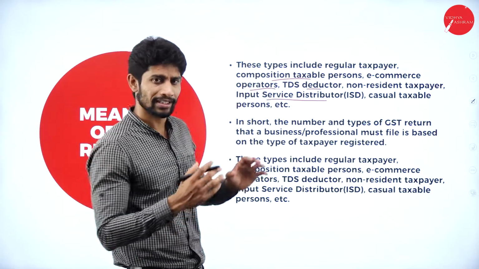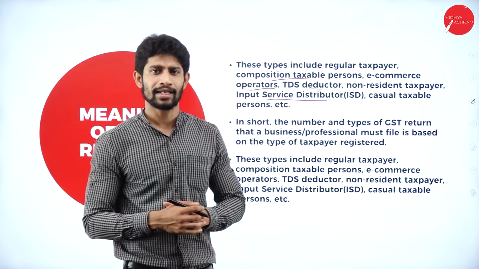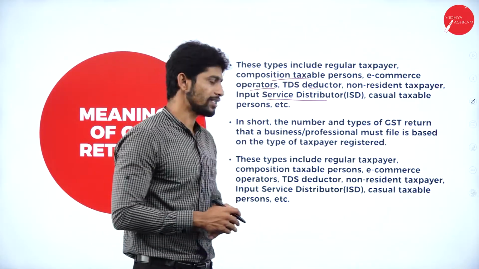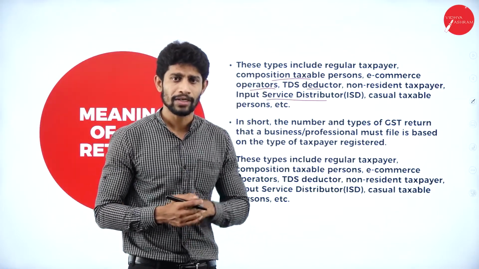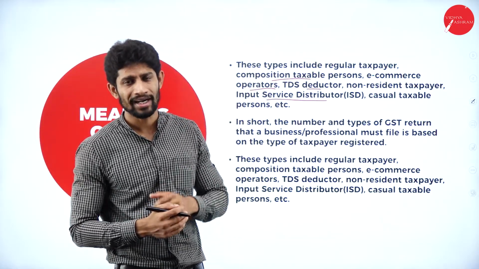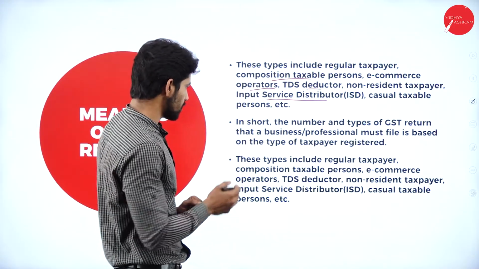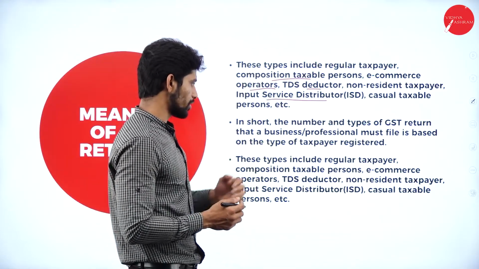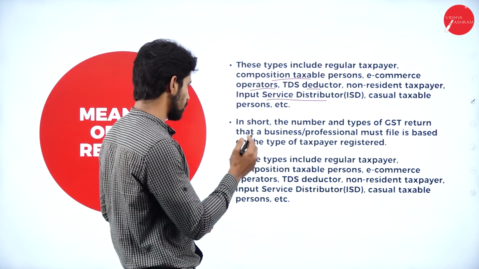Yes, once again, it clearly says that the persons who are going to file the GSTR return, it is based upon the type of business they are doing and under what type they register under the GST authority. So based on that, people are going to file the GSTR return. These types include regular taxpayers, composite taxpayers, e-commerce operators, TDS deductors, non-resident taxpayers, input service distributors, and casual taxable persons, etc.